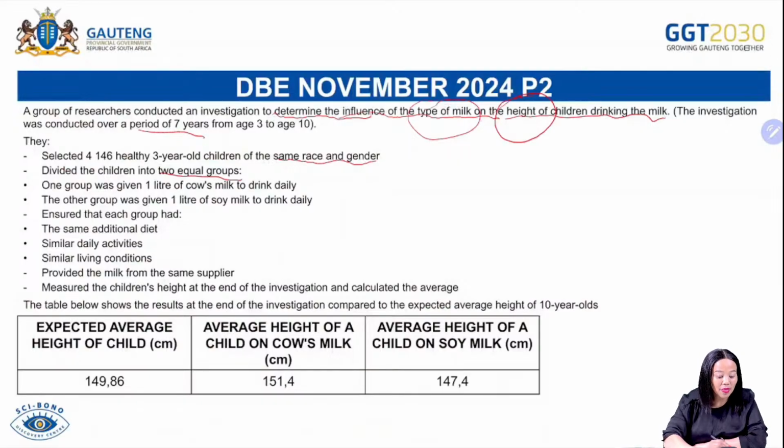So in the table, that's when we see the expected average, to say by the time the child is 10 years old, we are expecting that child to be 149.86 centimeter tall in terms of height. So the average height of the children that were given cow's milk is 151, which is above average, and the average height of the children that were given the soy milk is 147.4 centimeter, which is below the average rate. Now let's have a look at our questions.